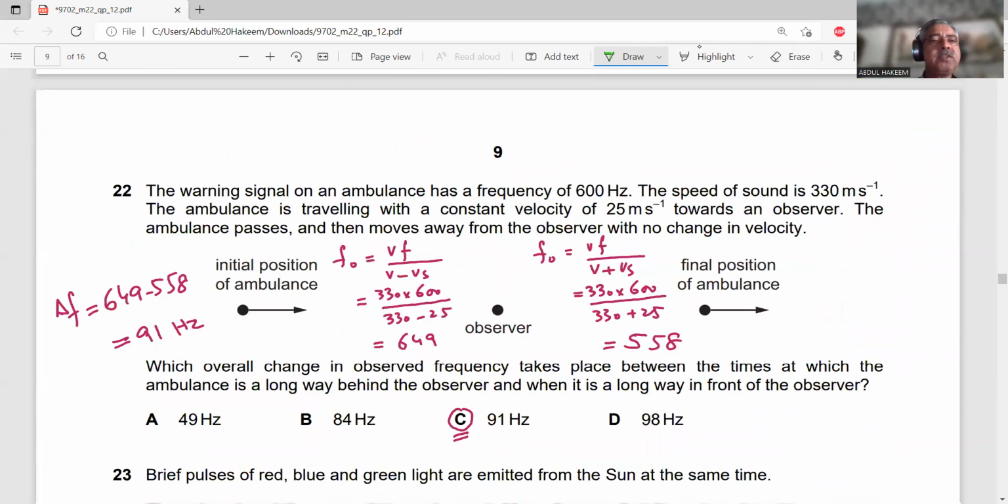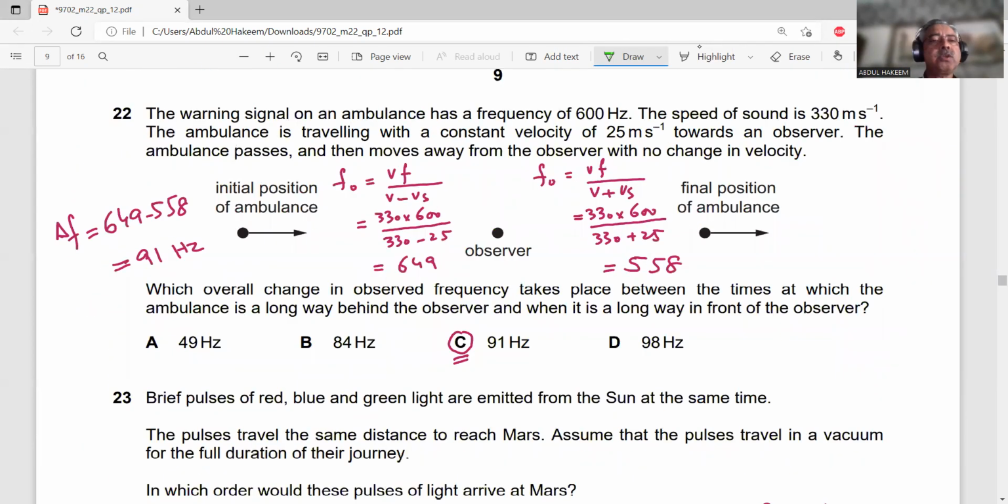And now move to number 22. The warning signal on the ambulance has a frequency of 600 hertz. So this is the actual frequency of the ambulance sound. The speed of sound in air is 330 meters per second. The ambulance speed is constant, 25 meters per second. This is the speed of the source, represented by Vs. This is the actual frequency, and this is the speed of the sound.